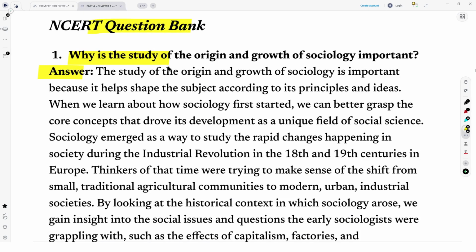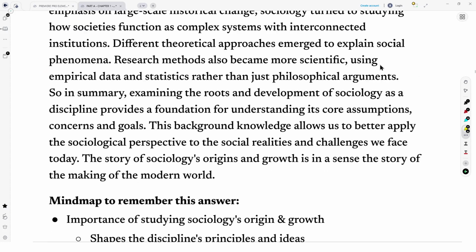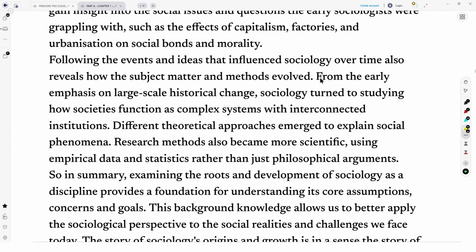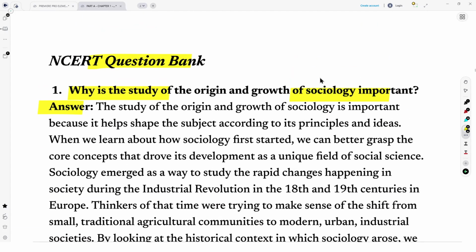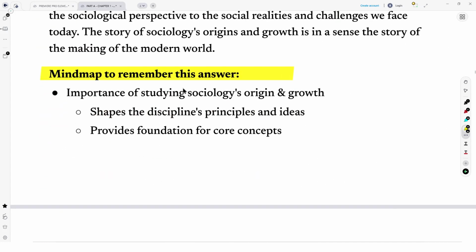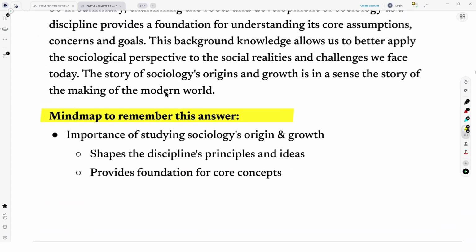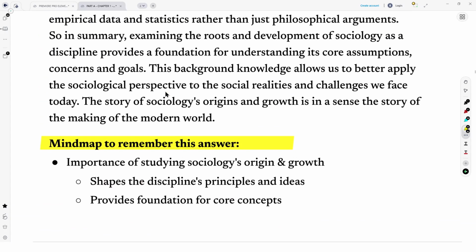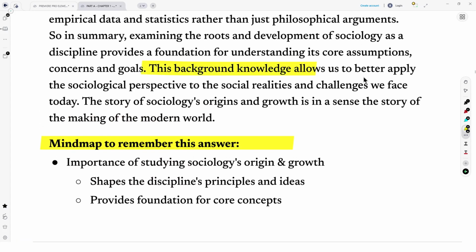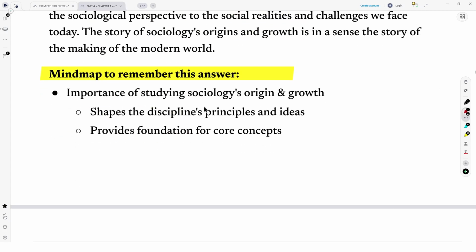So let us understand and see. Why is the study of origin and growth of sociology important? Here we are going to understand the mind map, because through a mind map we are able to understand and remember the answer, which is quite long. This is more or less a long-form answer. So before you write it, the mind map is very important for you to understand, so you can remember all the important pointers, and then write as per your tone and as per the requirement. The main focus is that we do not want to mug up.